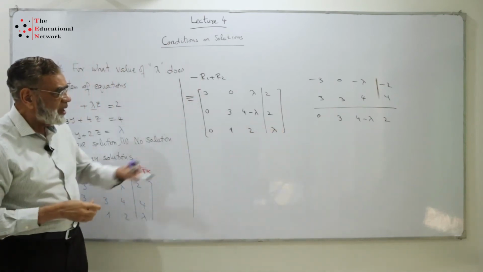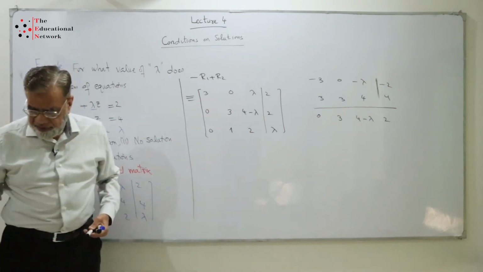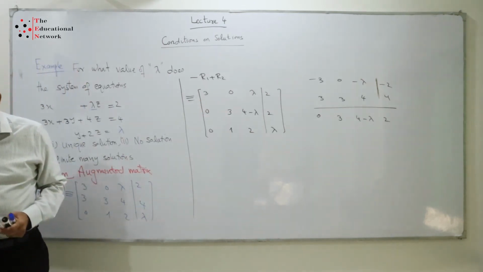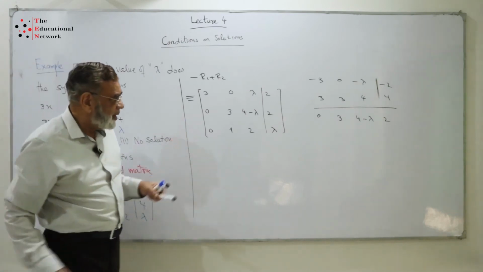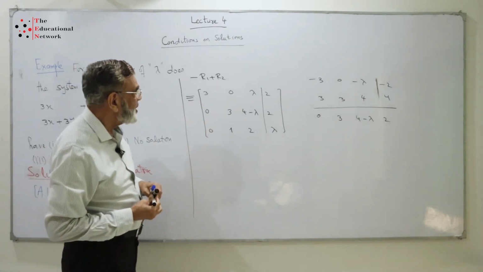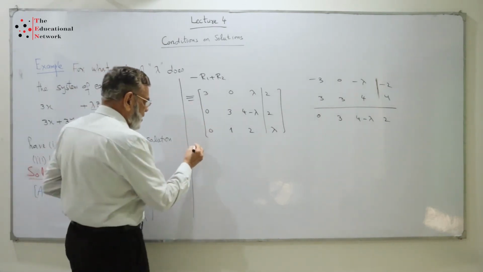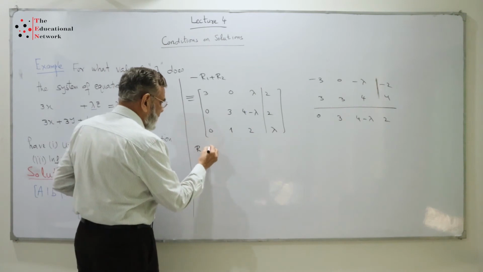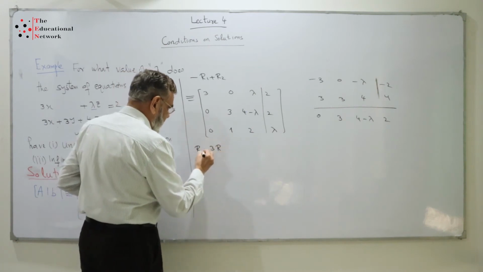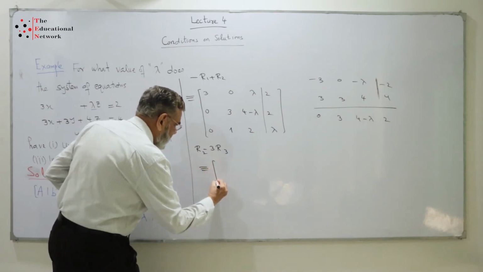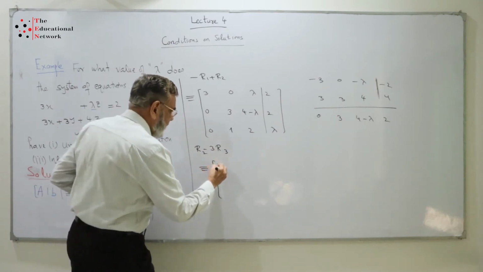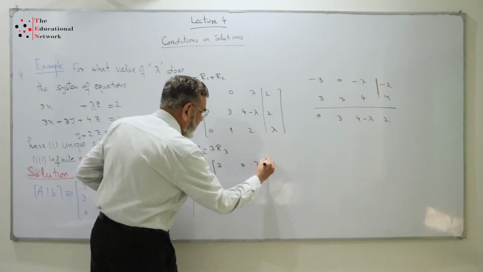Now we can see we're having lambda in the second row, and we're having lambda in the last row, and we are going to simplify this one. To do that, we just multiply here by minus 3 and add this R3 to that one. So R2 minus 3 R3. So we get here my new equation that's equal to 3, 0, lambda.